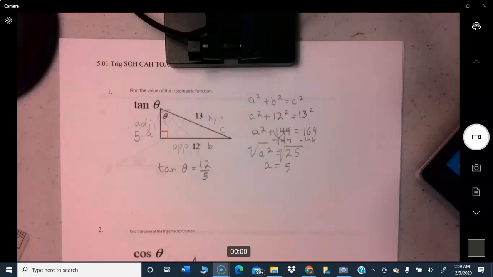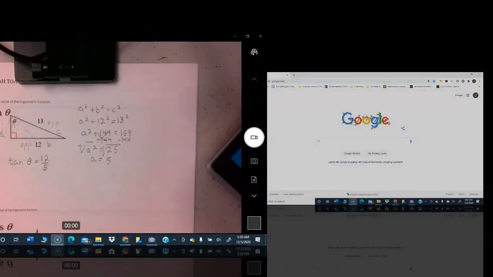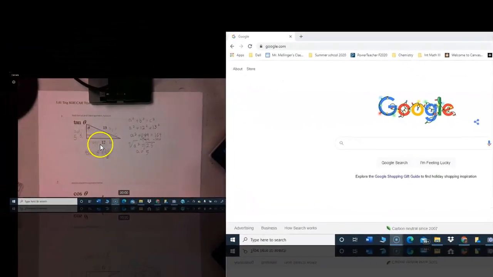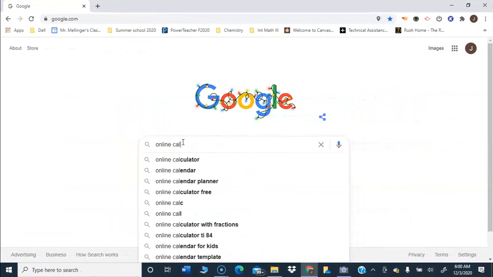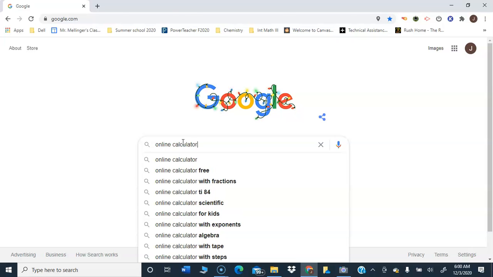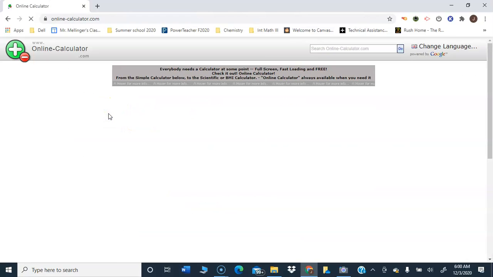All right, so let's keep going. If you don't have a calculator, you're going to need one that has a sine, cosine, and tangent function on it. So let me show you one of those right now. Okay, so if you go to Google and go to online calculator, let's do this here. All right, and there you see online calculator, full screen online calculator. Go ahead and click on that.